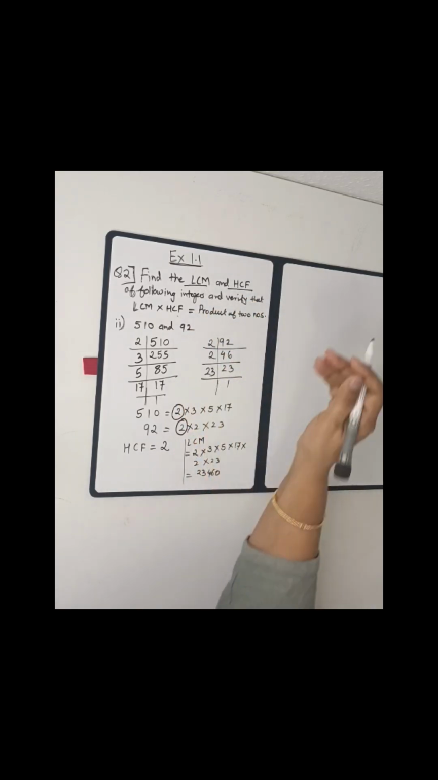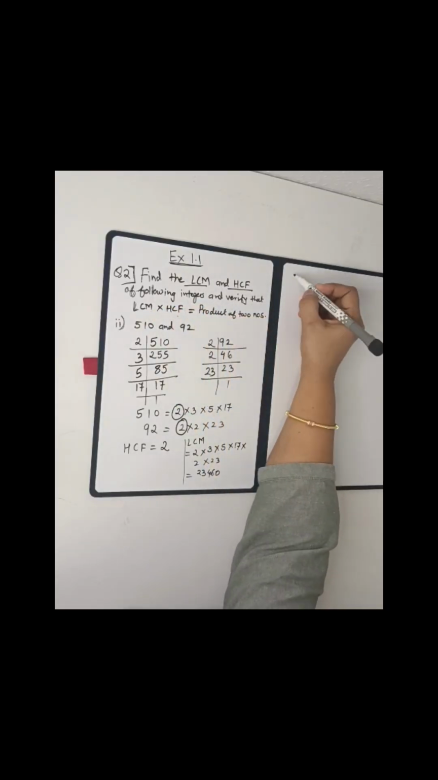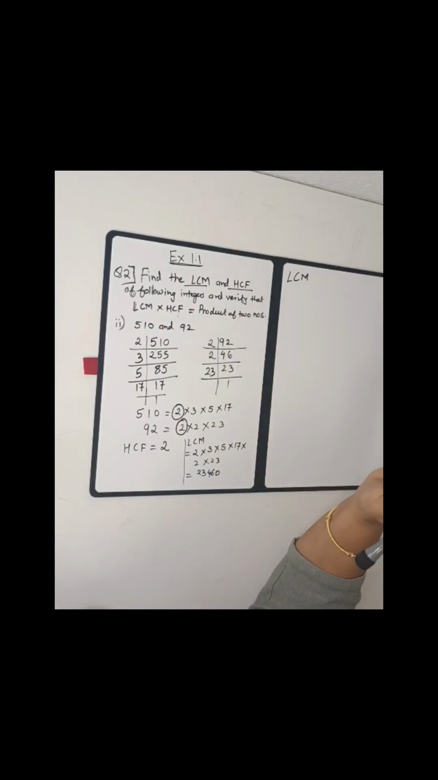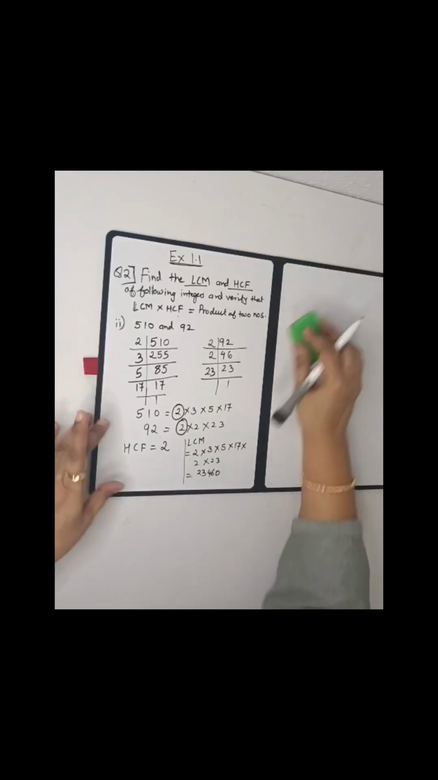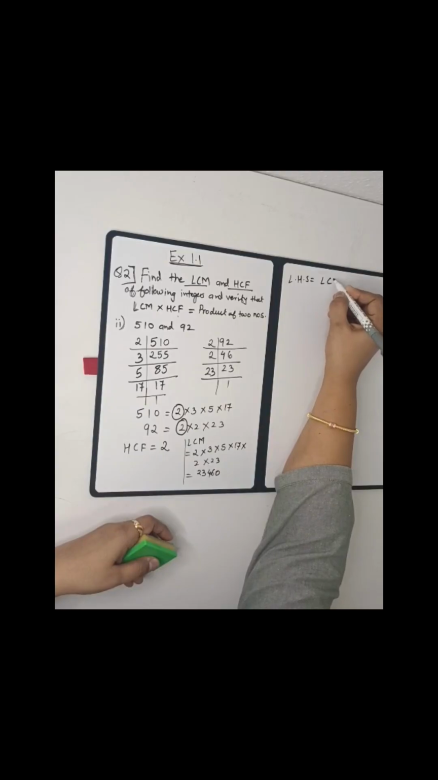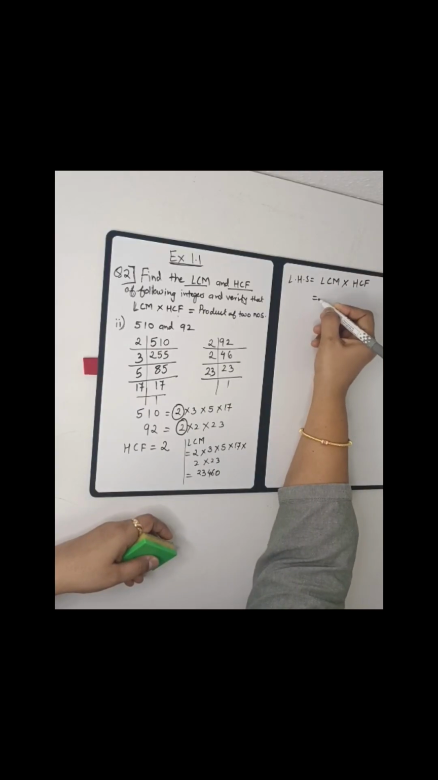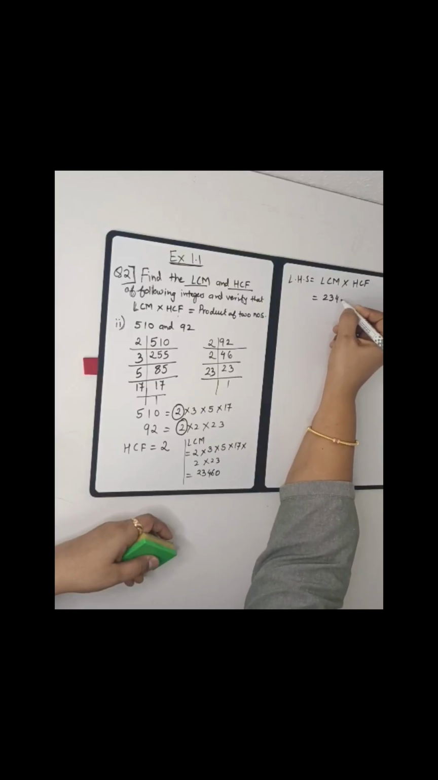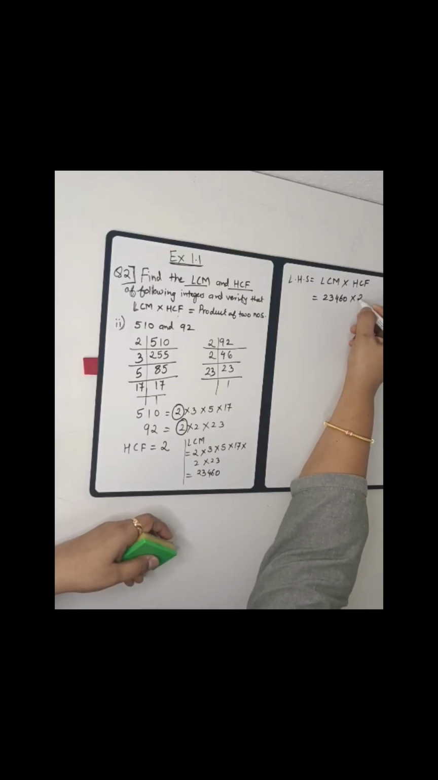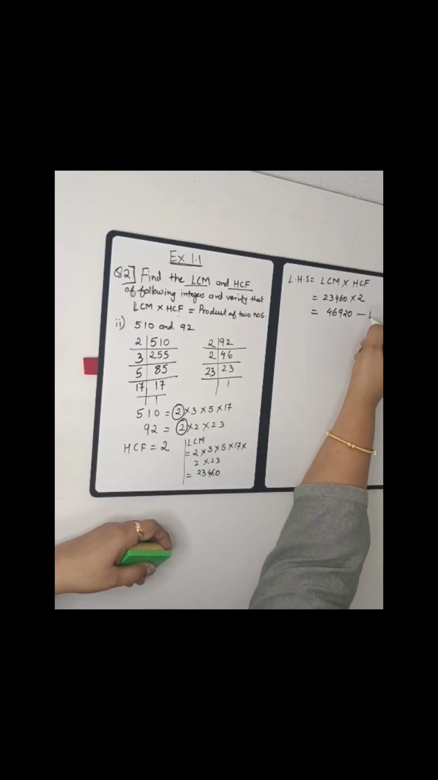Now let us verify this rule: LCM into HCF is equal to the product of the two numbers. So first of all, I'll take the LHS. LHS, left hand side, is LCM into HCF. LCM is 23460 and HCF is 2. So if I multiply this, I'll get 46,920. That is my equation number 1.